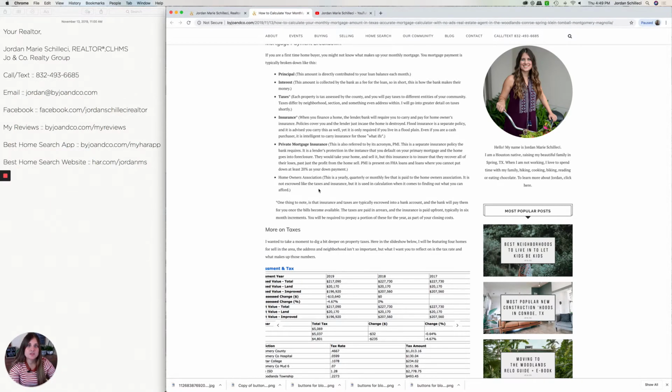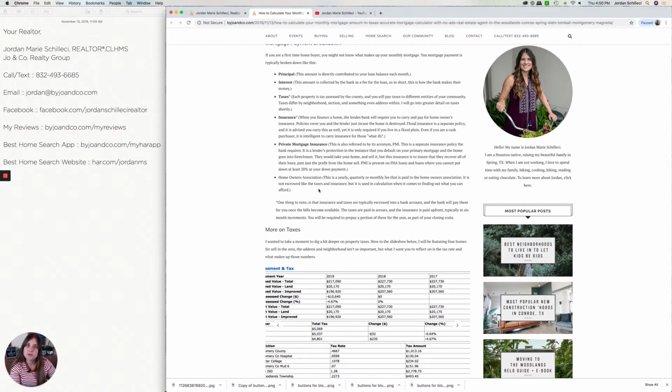So the taxes and insurance are held in a bank account, and the bank pays those for you when the bills come out. The taxes are paid in arrears and the insurance is paid up front, typically in 6-month increments. Now, if you are purchasing the home, then these are prepayments in your closing costs.